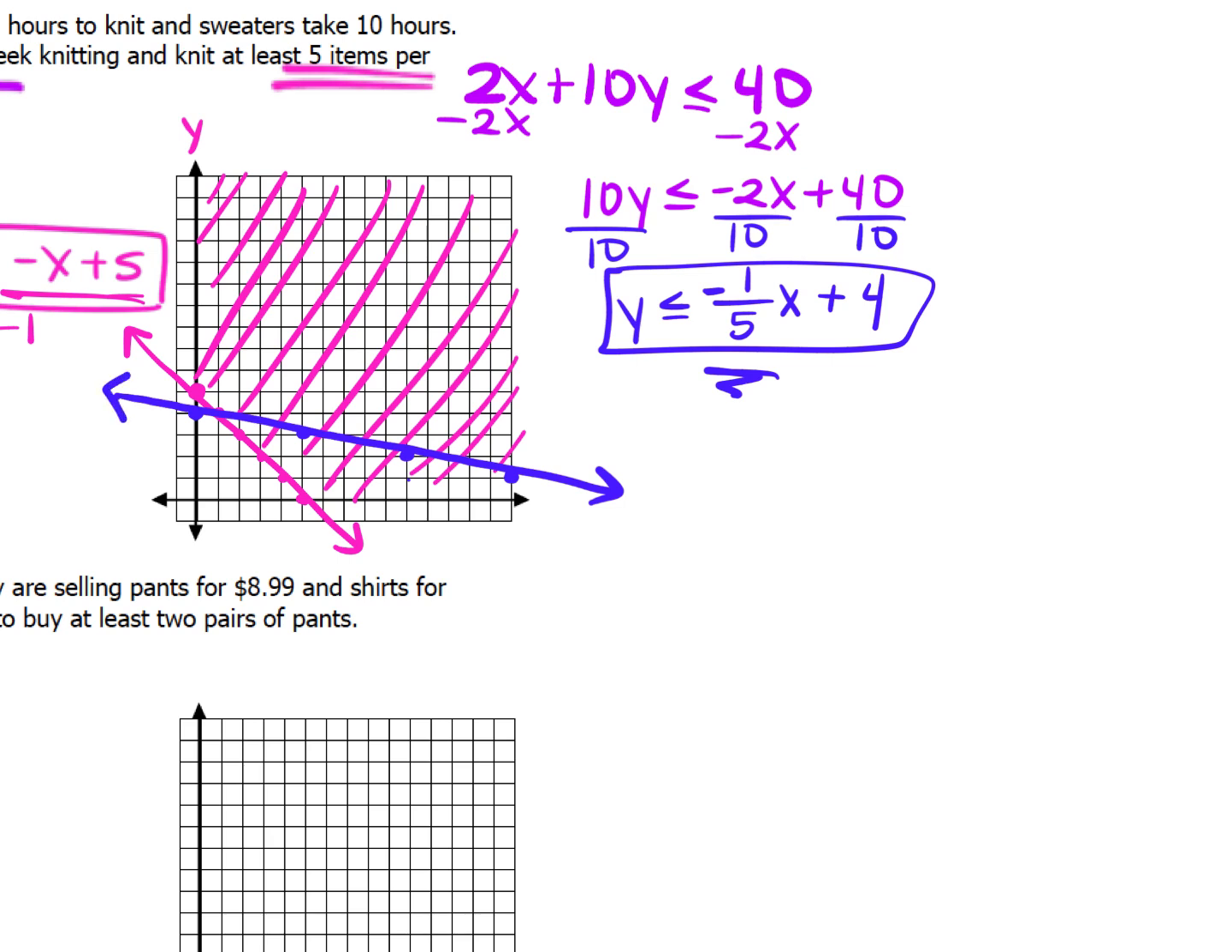Okay, this says y is less than or equal to. So we want to be lower than that line. Okay, y is less than the line. Where do I go? Below. So that's going to go down here.